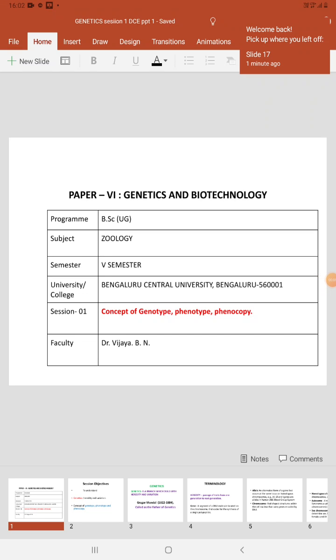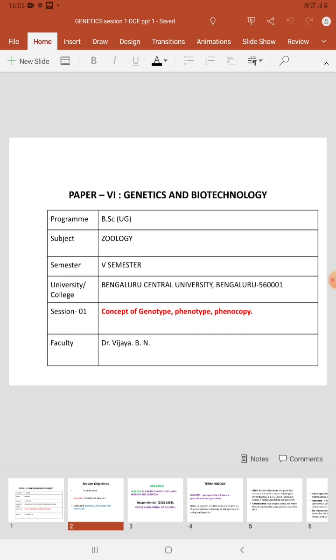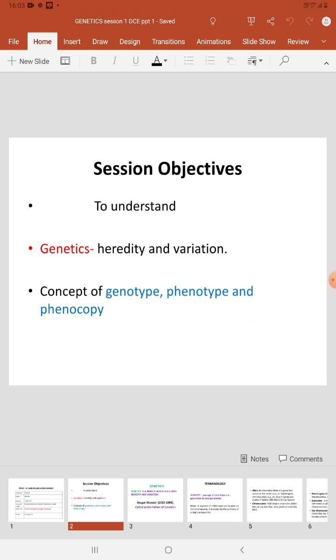Today we are going to learn about zoology for undergraduate students. Subject is genetics. Objectives include definition of genetics, knowing about heredity and variation, concept of genotype, phenotype and phenocopy.